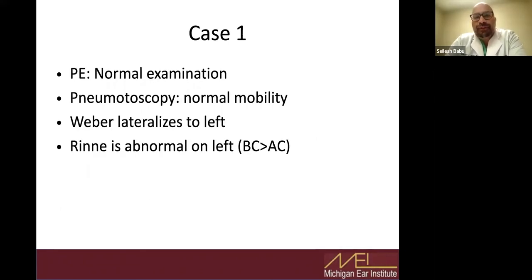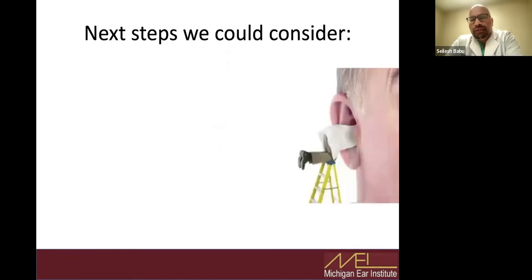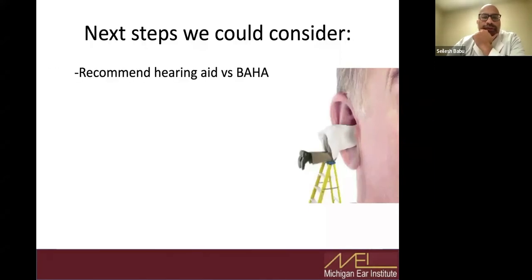His physical exam showed that he had a normal exam, normal mobility of the tympanic membrane. His Weber lateralized to the left and his Rinne is abnormal on the left, consistent with a conductive hearing loss in that left ear. So we obtain an audiogram, and his audiogram shows a high frequency loss in his right ear and a pretty significant conductive loss on his left ear. And so we think about what are the things we should consider, and the options would be, should we just recommend a hearing aid or a bone conduction device?